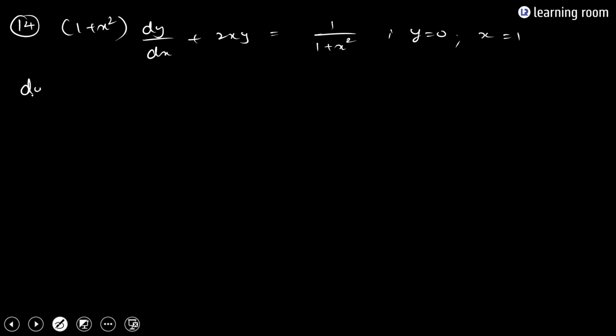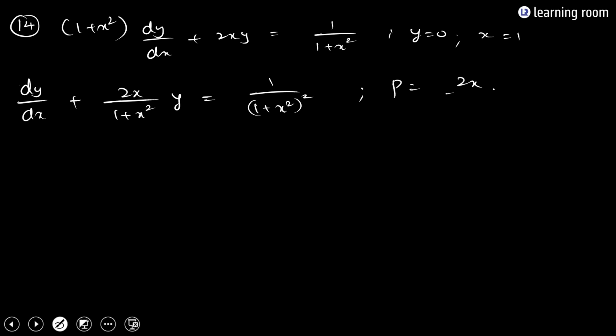14th one. (1 + x²) dy/dx + 2xy = 1/(1 + x²). So this will be the last problem. Then I'll go to vector algebra. y = 0 when x = 1. dy/dx + 2x/(1 + x²) times y = 1/(1 + x²) whole squared. So P will be equal to 2x/(1 + x²). Q will be equal to 1/(1 + x²) whole squared.